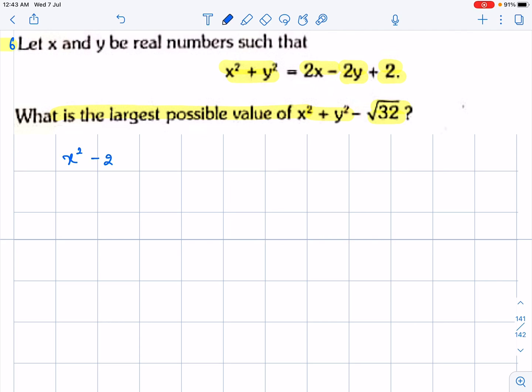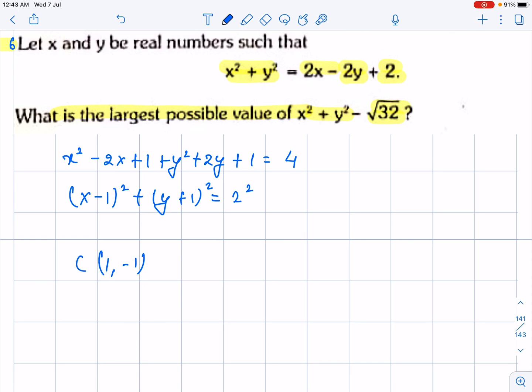X square minus 2x plus y square plus 2y plus 1 will be done by me over here, and plus 1 will be done by us over here. That will be becoming 4. That means what? X minus 1 the whole square plus y plus 1 the whole square is equal to 2 square it will be. So guys, I got the equation of circle whose center is at point 1 comma minus 1 and radius is equal to 2. Can you see? Center of circle is at point 1 comma minus 1 and radius of circle is 2.